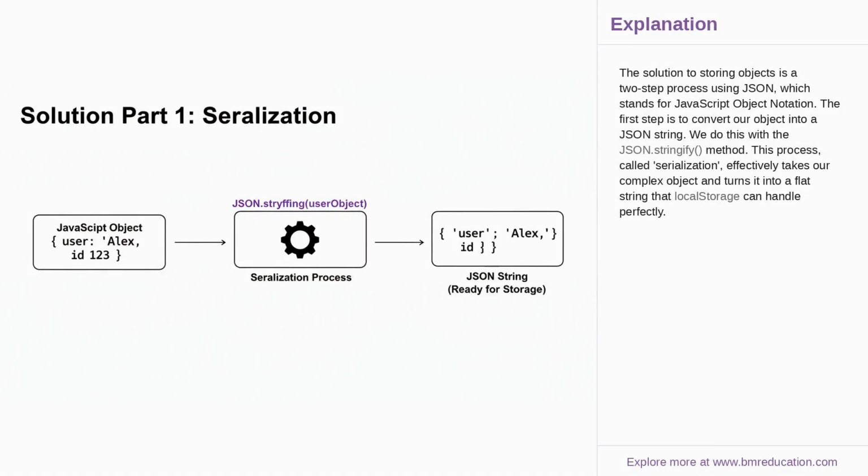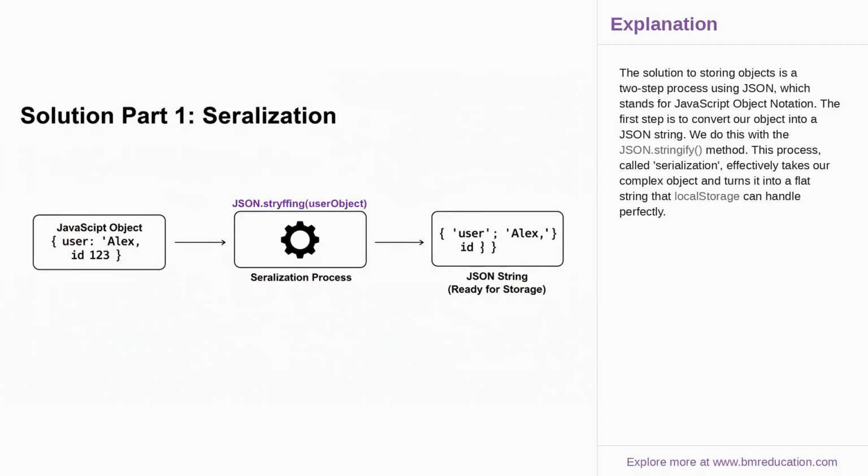The solution to storing objects is a two-step process using JSON, which stands for JavaScript Object Notation. The first step is to convert our object into a JSON string. We do this with the JSON.stringify method.